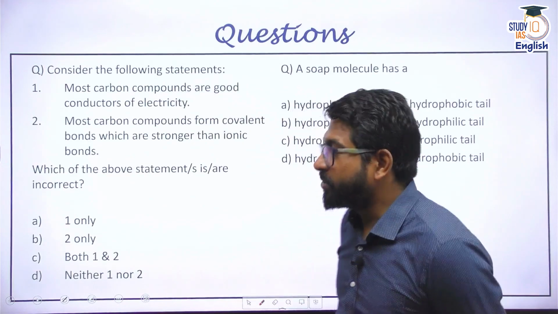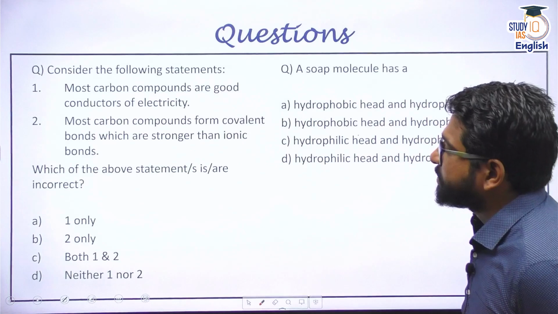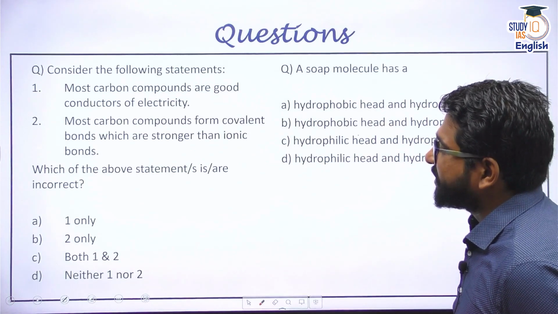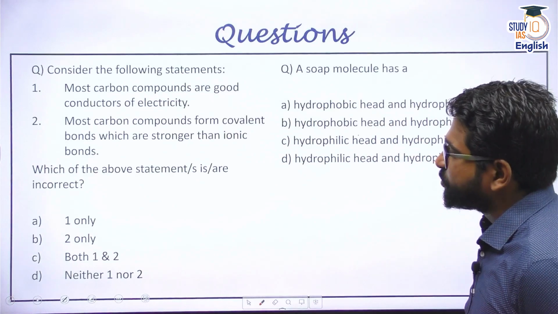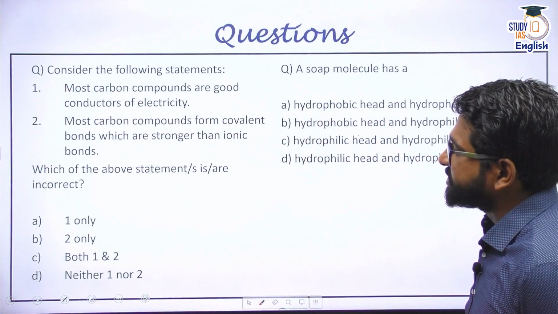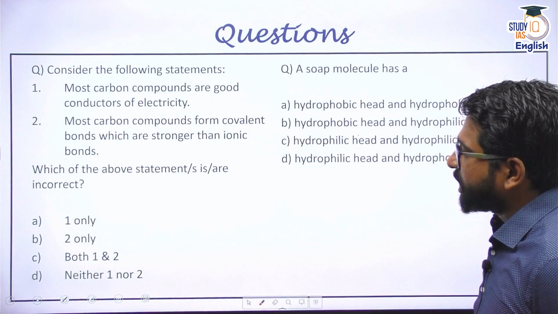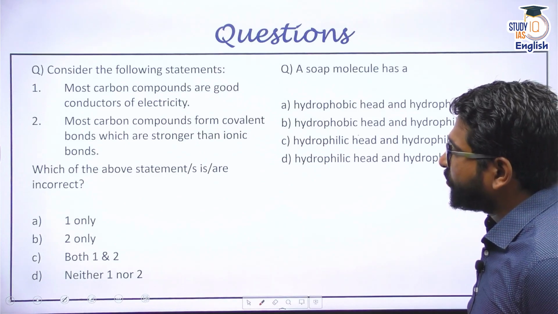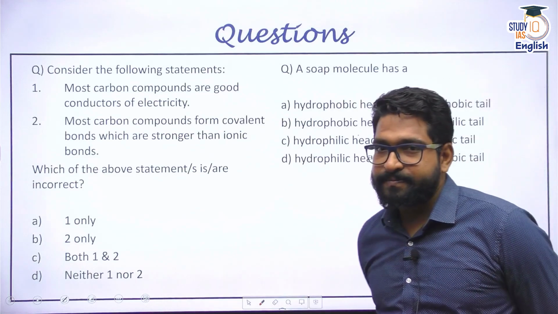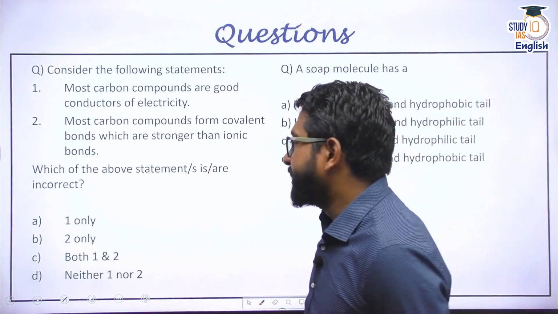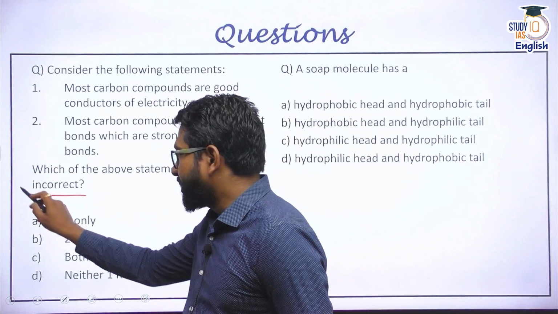All right, so here is one question. You have to consider these statements. First one is, most carbon compounds are good conductors of electricity. Second statement reads, most carbon compounds form covalent bonds which are stronger than ionic bonds. And you have to tell me which are correct, incorrect.